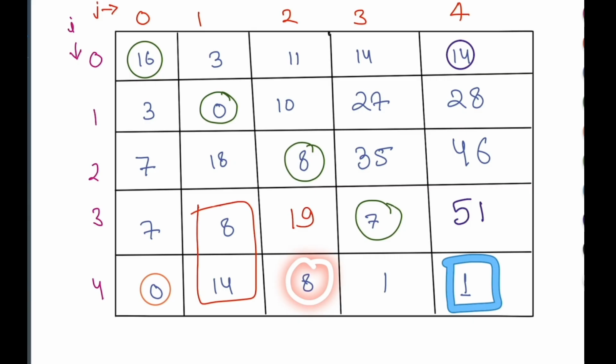But to reach 8, which path should I follow? I will follow the path coming from 14, right? I can come from 8 to 8, but I will not follow that path because that will give me fewer fruits.